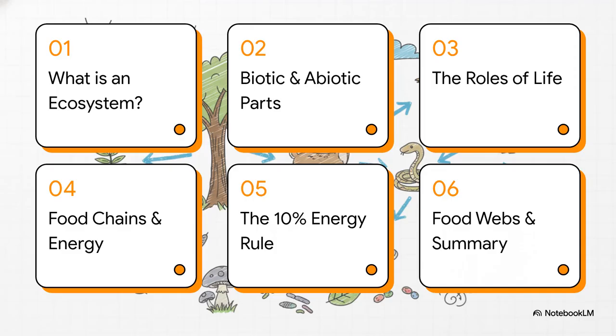So let's begin. This is what we will cover in our lesson today. First, we'll understand the basic question: What is an ecosystem? After that, we will look at its living and non-living parts. Then, we will discuss the roles of different living things. We will also study food chains and trophic levels, and a very important concept called the 10% energy rule. Finally, we'll see how it all comes together in food webs.